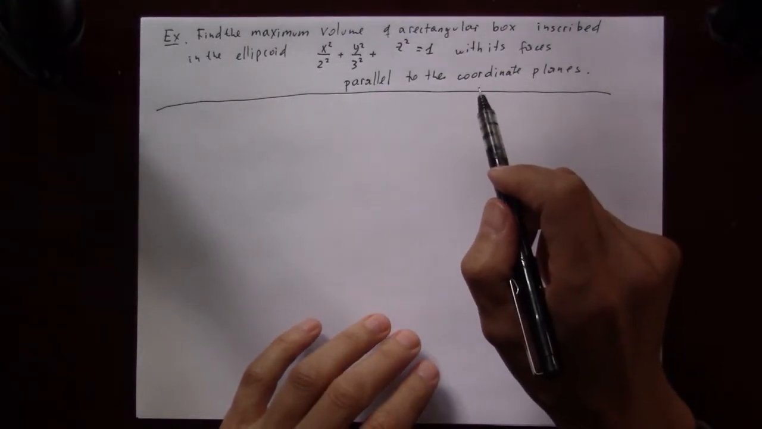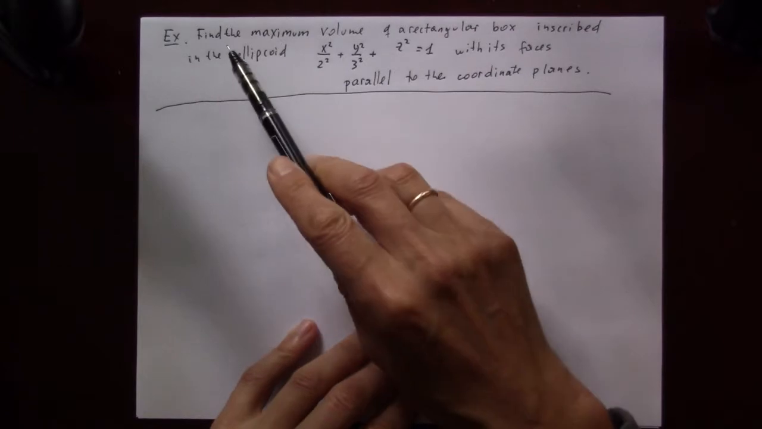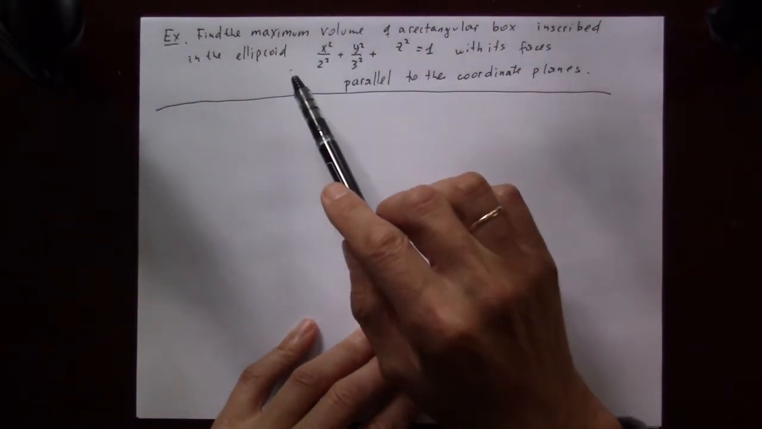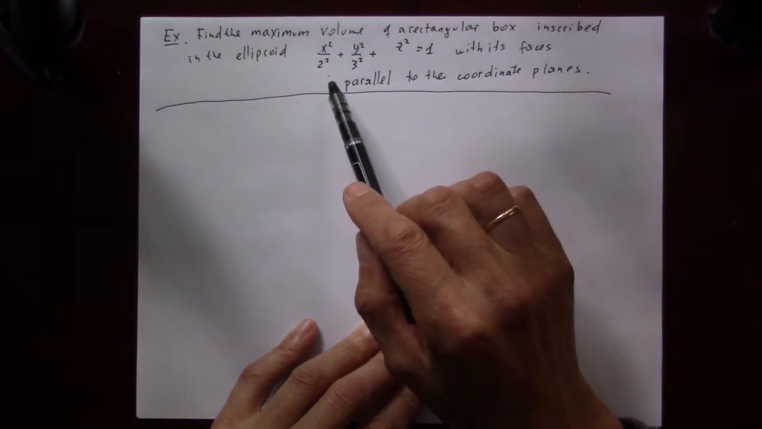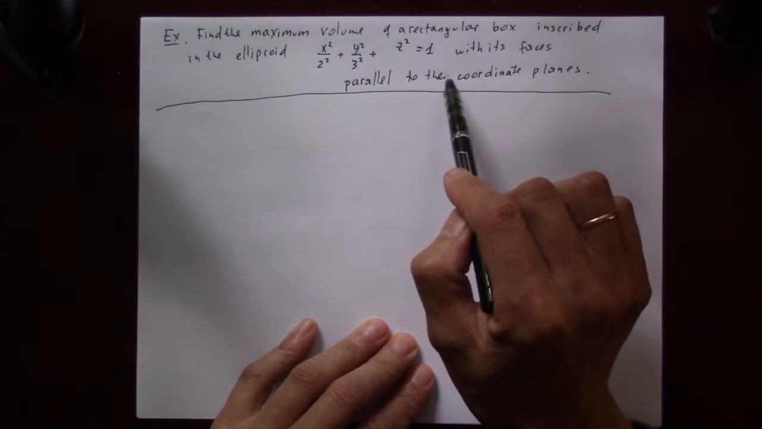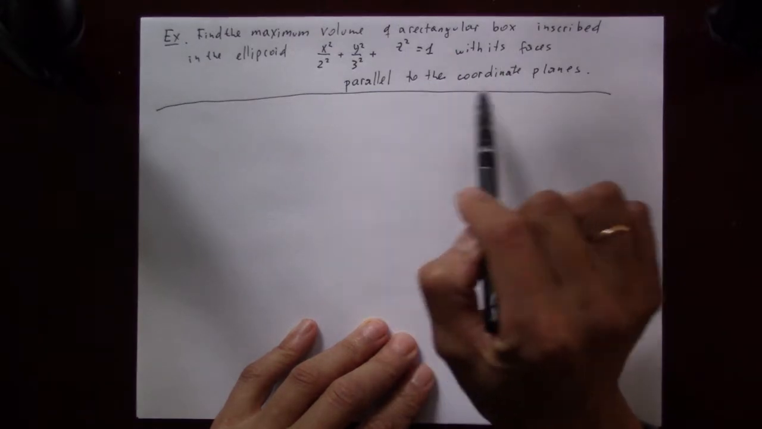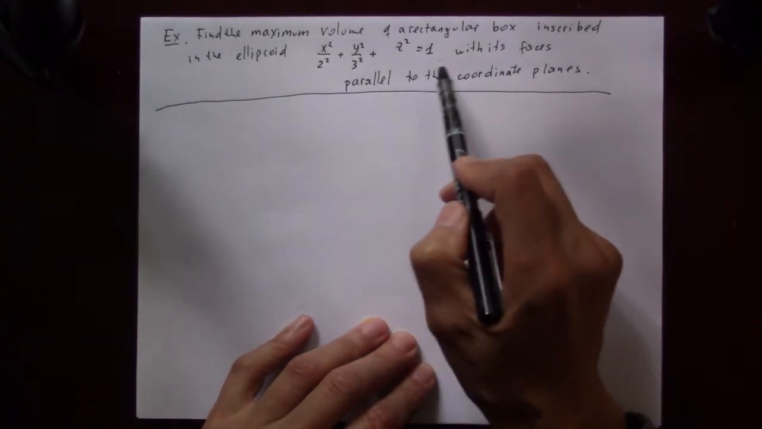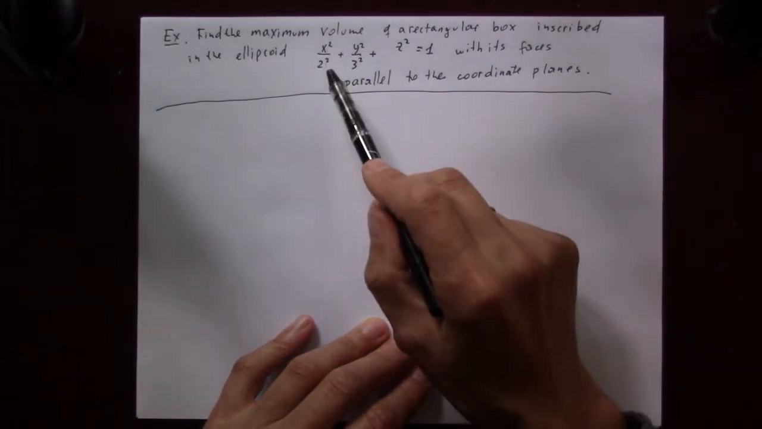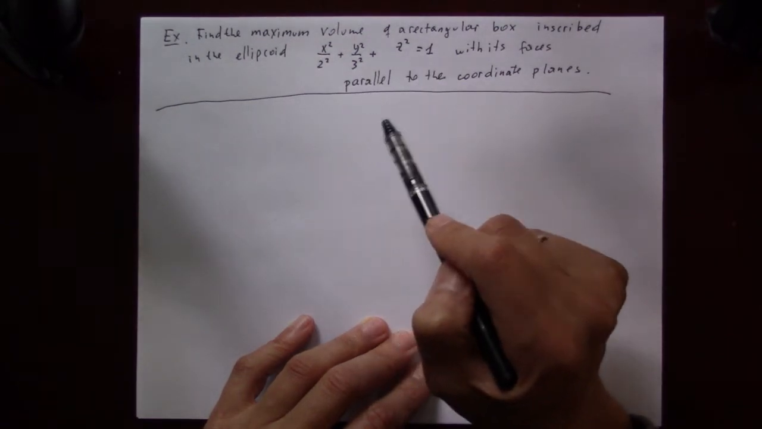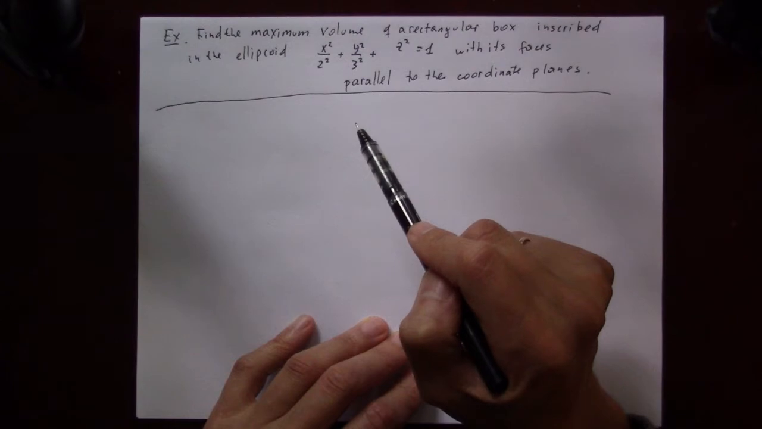We have the following problem. Find the maximum volume of a rectangular box inscribed in the ellipsoid x squared over 2 squared plus y squared over 3 squared plus z squared equals 1, with faces of that box parallel to the coordinate planes. So we have the constraint x squared over 2 squared plus y squared over 3 squared plus z squared equals 1, and we want to find the maximal volume.